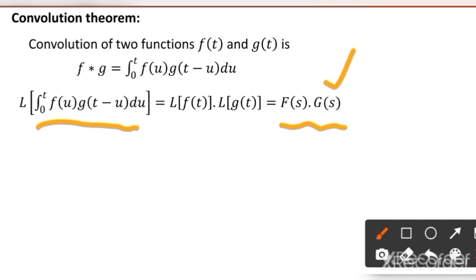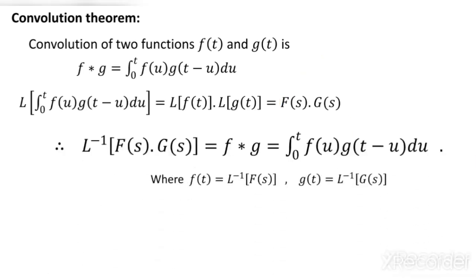Then L inverse of f of s into g of s is nothing but f star g, that is just the integral of f of u g of t minus u du between the limits 0 to t. So L inverse of f of s into g of s is equal to f star g. Remember this result. We can use it while solving problems with the convolution theorem to find inverse Laplace transforms. So let us move on to the problems.